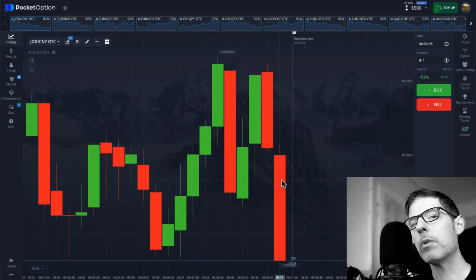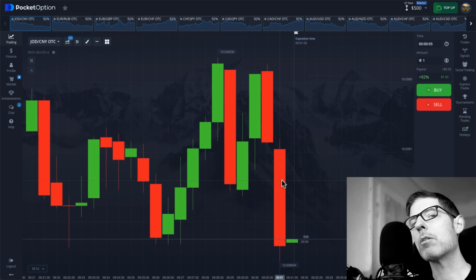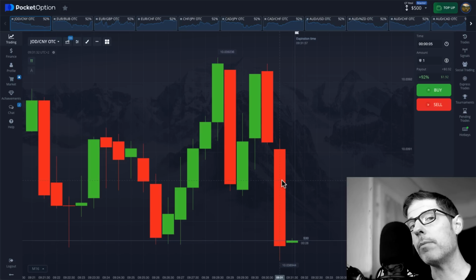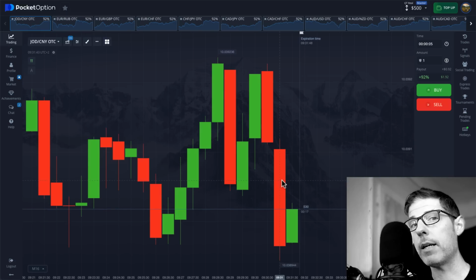Is it red or is it green? And you're going to take a trade in the direction of the color of the candle. If it's red, you take a sell. If it's green, you take a buy. And you only do this after the first 5 seconds of that 30-second candle. That's it. Pretty simple, right?